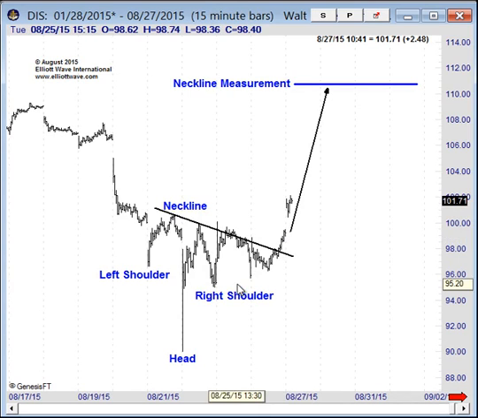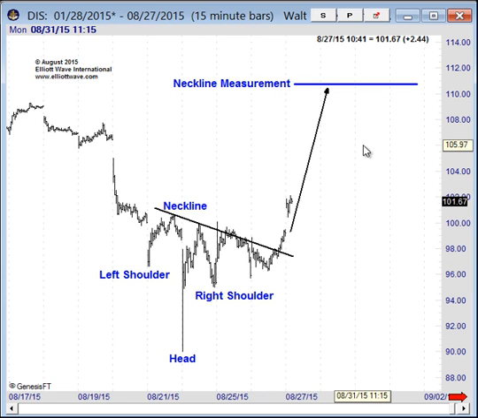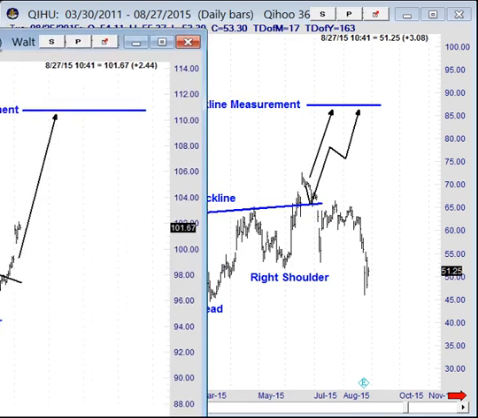So what do we do next? We simply measure the distance between the head and the neckline and project it upward from the neckline break, and that actually targets a level a little bit above, say, 110 in Disney. And this is a 15-minute price chart. Let's look at a few more examples.